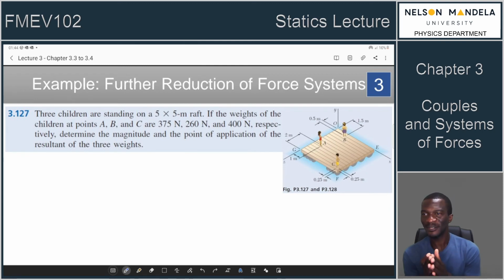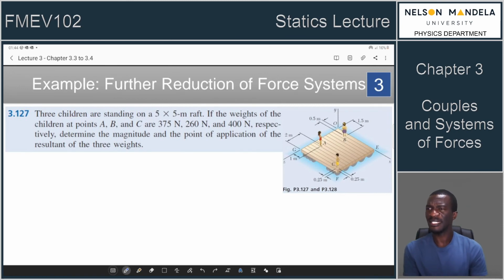So there are three children. They are standing on a 5x5 raft. If the weights of the children at points A, B, and C are 375 Newton, 260 Newton, and 400 Newton, respectively, determine the magnitude and the point of application of the resultant of the three weights. So how would you attempt this one?